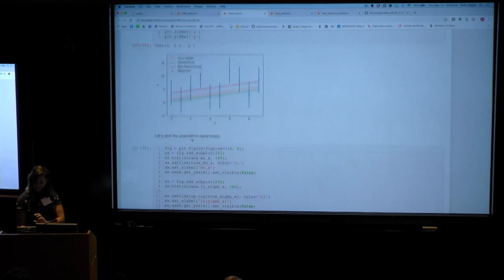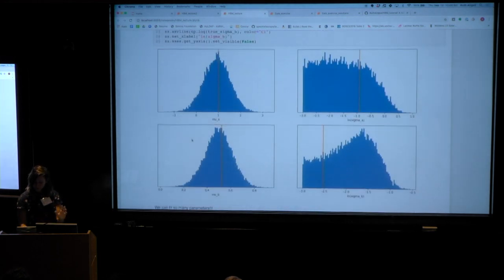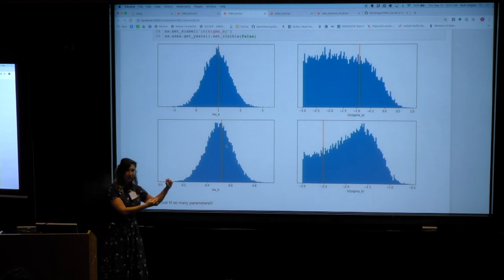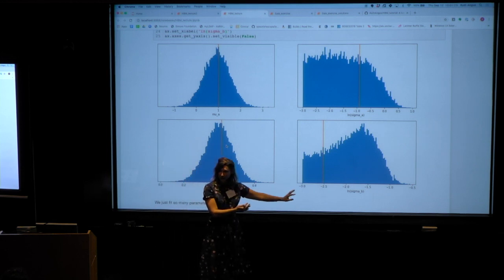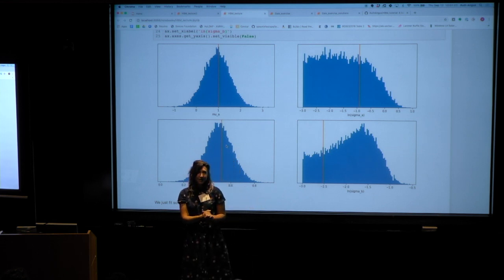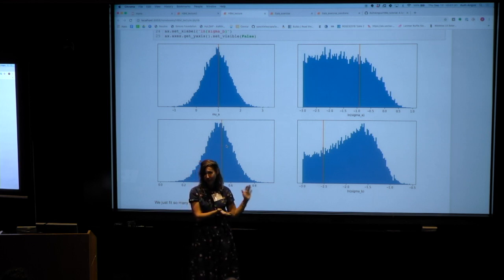So after that, here are the population parameters. Mu A, mu B, sigma A, sigma B, the true values are the orange lines. And you can see that we're doing a pretty nice job constraining mu A and mu B. We're not doing so well constraining sigma A and sigma B. And that is just because we have a lot of noise in our observations. There's quite a lot of degeneracy within sigma A and sigma B. And if we were to reduce the error bars on our lines, we'd constrain these parameters much better.